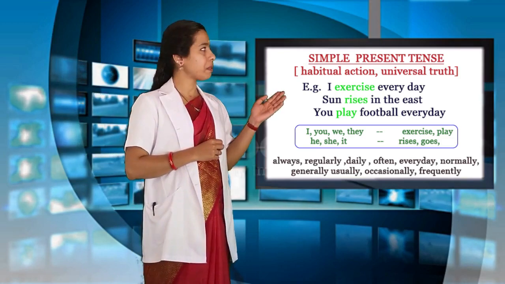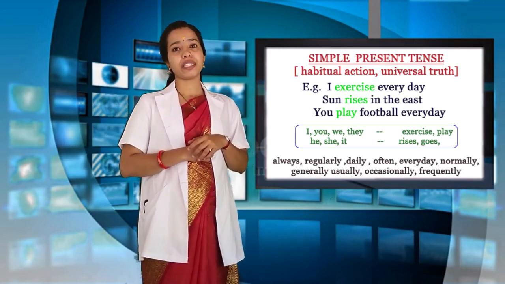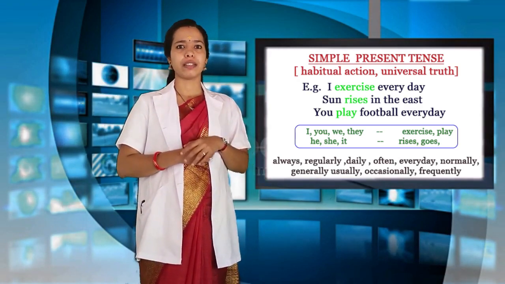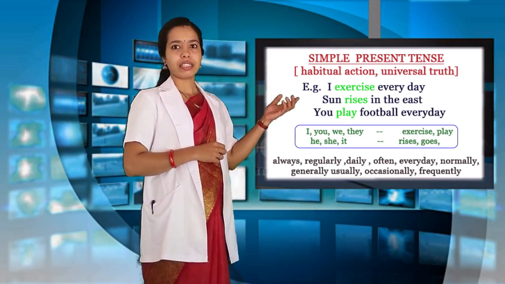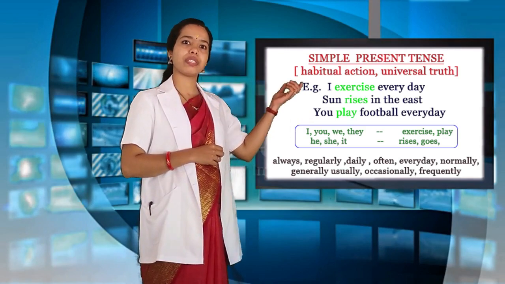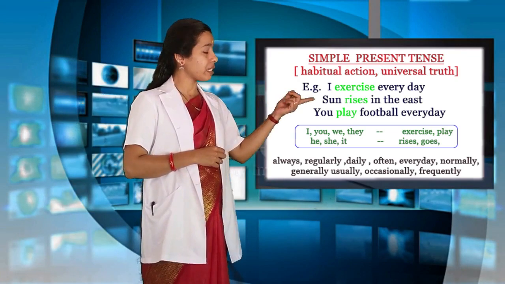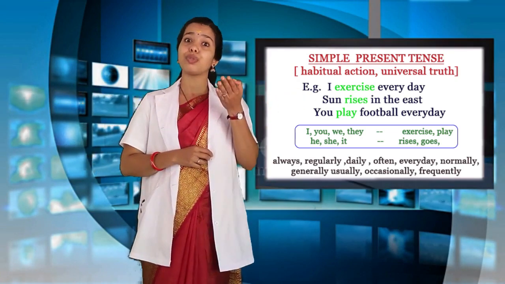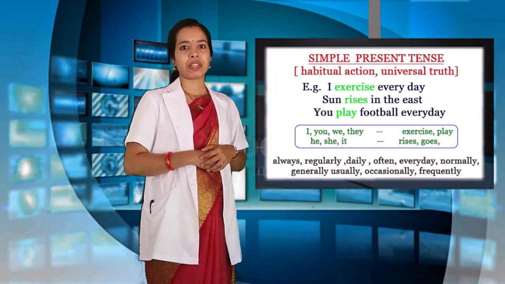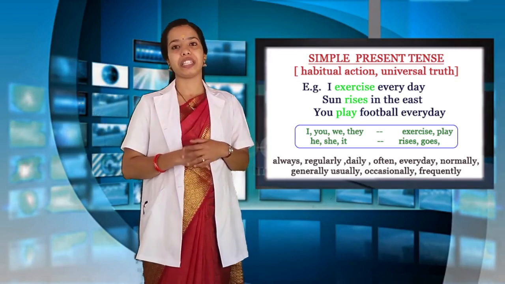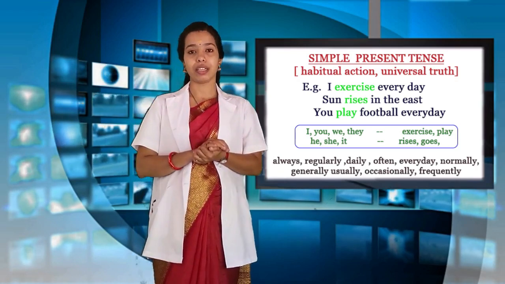As you know, simple present tense denotes either a habitual action or a universal truth or certain facts. For example, I exercise every day. Here it's a habitual action, so we use the simple present form. Then the example, sun rises in the east. You know that it's a universal truth, so it should be represented in simple present tense. Then you play football every day. Again, it shows that it is a habitual action.